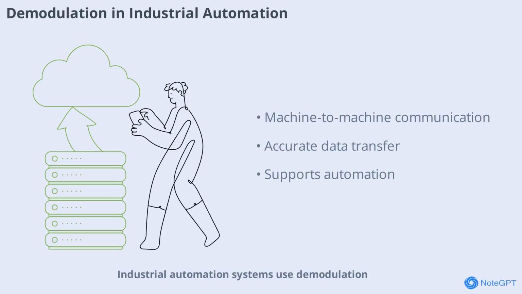Industrial automation systems use demodulation to facilitate communication between machines, sensors, and control systems. Reliable demodulation ensures that commands and data are transmitted accurately, supporting efficient and safe operation in factories and industrial plants. As automation advances, the demand for robust demodulation solutions continues to grow.